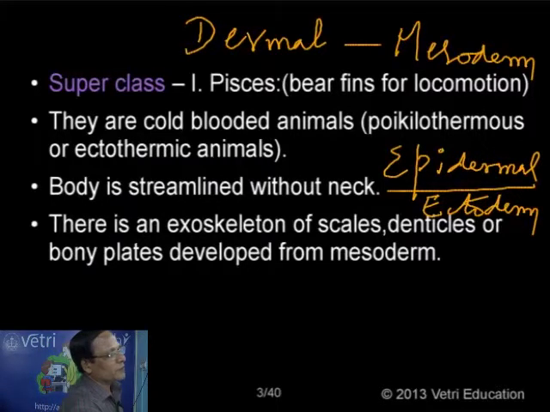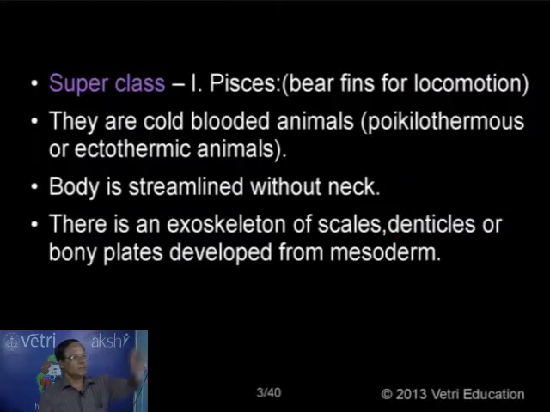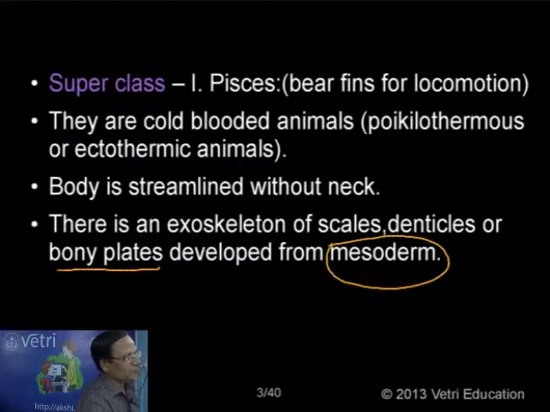Then also we have, in some cases, a bony ornament called denticles, or bony plates. In trunkfish or any other fishes, the scales are replaced by bony structures, bony plates, and they are called denticles. As I mentioned earlier, all are developed from the mesoderm. But the scales of snakes or the reptilian forms originate from ectoderm.